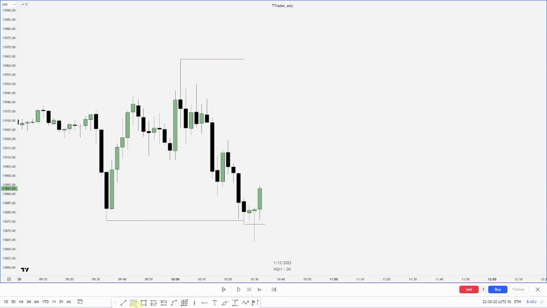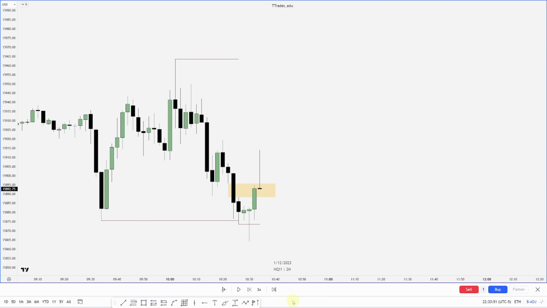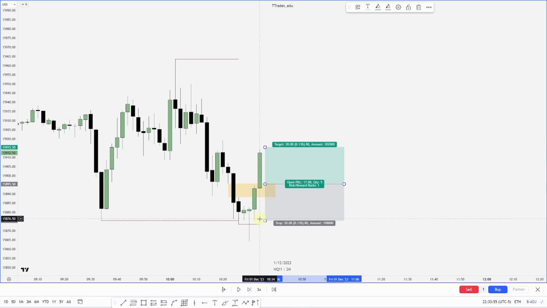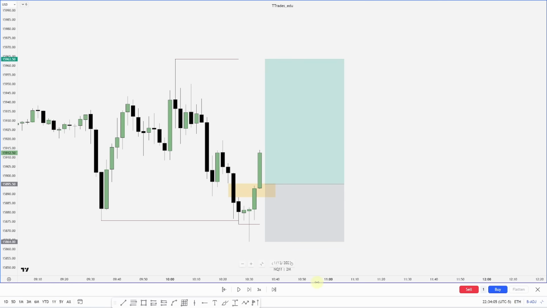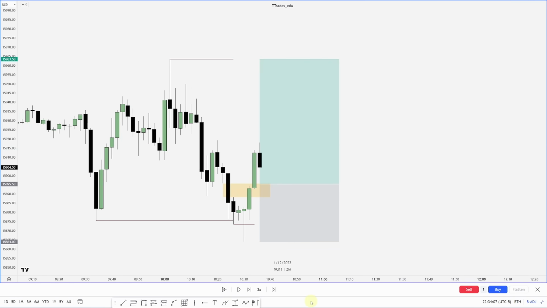And then we have a SIBI resting here. Now, if we want this to be an inversion, we want to see a close over. We are closing over the consequent encroachment, which gives us a hint, but I want to see a close over the SIBI for it to become an inversion. Letting another candle play out, we do get that close over. So then looking for a return to this SIBI, I'll have my stop on this low, and then I'll be looking to target the other side of the range for partials or full take profit.